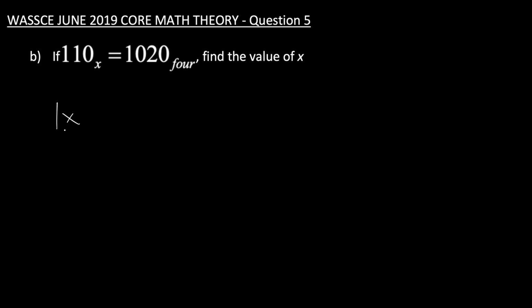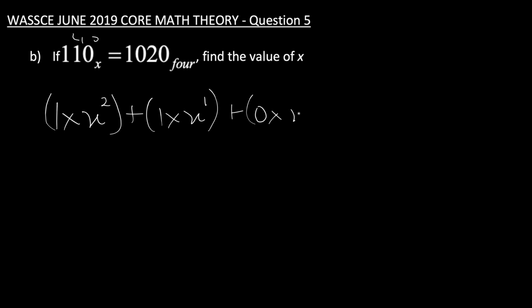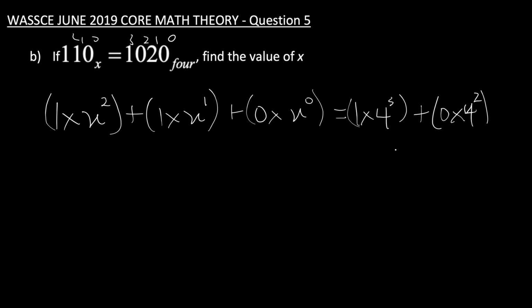So we have 1 times x squared plus 1 times x to the power 1 plus 0 times x to the power 0. This should be equal to 1 times 4, so here the powers will be 0, 1, 2, 3. So 4 to the power 3, plus 0 times 4 to the power 2, plus 2 times 4 to the power 1, plus 0 times 4 to the power 0.